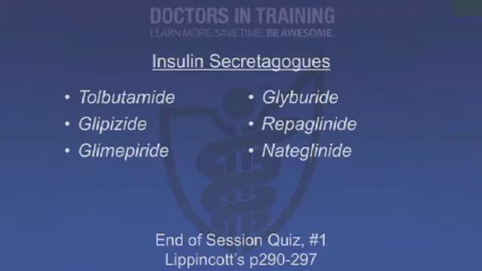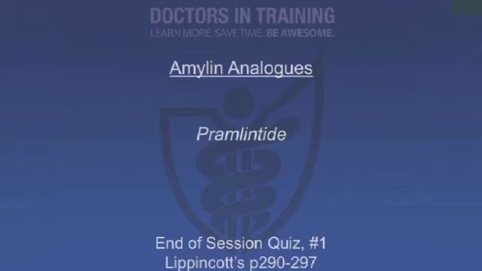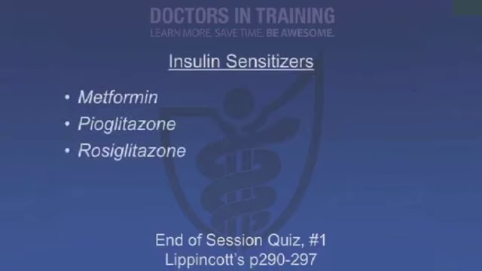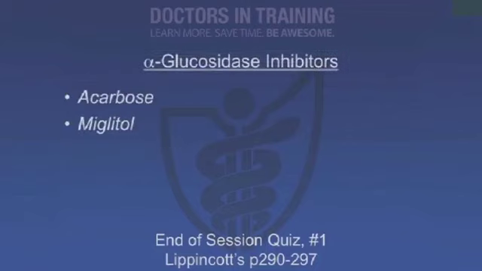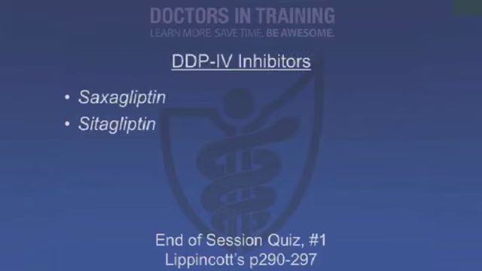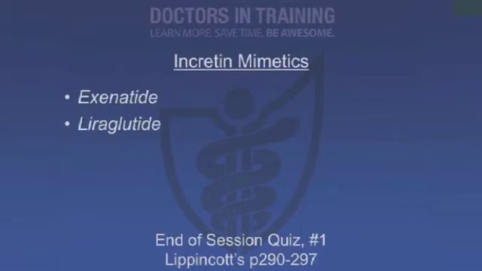So we have a long list of drugs here. Our insulin secretagogues: tolbutamide, glipizide, glimepiride, glyburide, repaglinide, and nateglinide. Amylin analogs: pramlintide. Insulin sensitizers: metformin, pioglitazone, rosiglitazone. Alpha-glucosidase inhibitors: acarbose and meglitol. Our DPP-4 inhibitors: saxagliptin and sitagliptin. Incretin mimetics: exenatide and liraglutide.